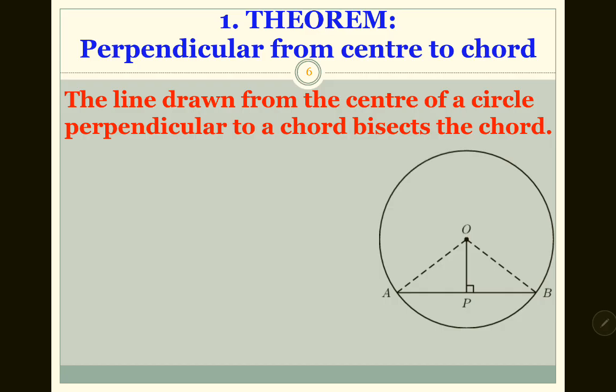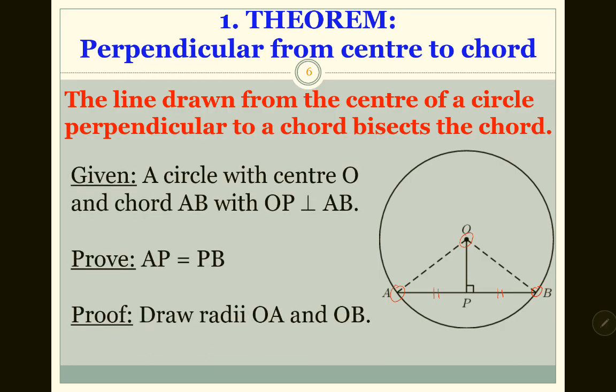We are talking about a chord AB. You can see that's AB, right? It's a chord. We know what a chord is now, right? They say that if you draw a line from a center, and it's perpendicular to this chord, it'll definitely bisect the chord, right? So let's prove this and see if we understand it.